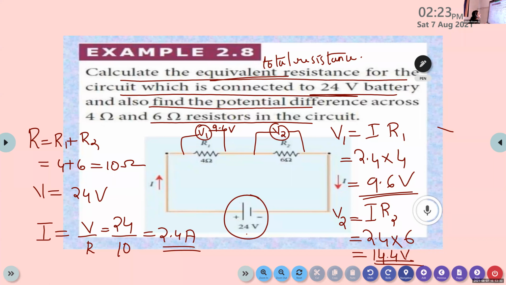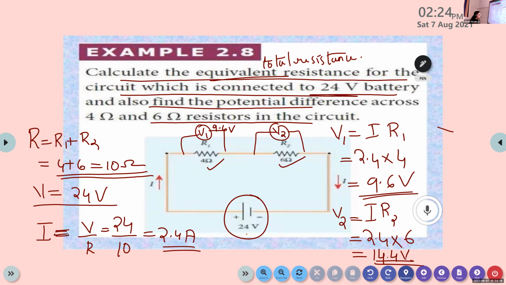So we have to find out the equivalent resistance or the total resistance of the circuit. We have two resistors, R1 and R2. Since it is a series combination, the total resistance is R is equal to R1 plus R2, that is 4 plus 6 is equal to 10 ohm. The potential connected to the circuit is V is equal to 24 volt. So we can calculate the current flowing through a series combination using I is equal to V by R, that is 24 by 10, that is equal to 2.4 ampere.